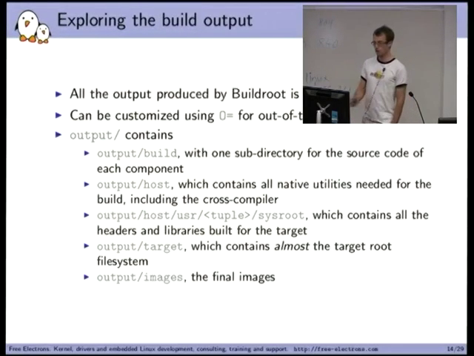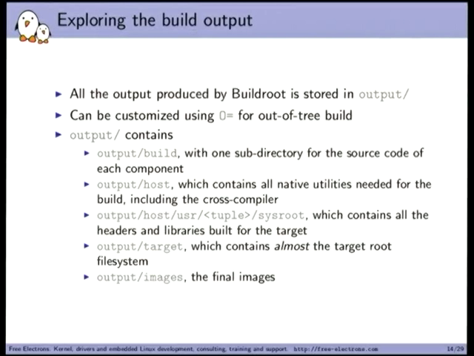So if you want to have a look at the build output of what Buildroot generates, it all goes in the output directory by default, but that can be changed using O= to do an out-of-tree build, exactly like the kernel. And output/build is where Buildroot is going to extract the source code for each and every component it's going to build, like GCC, BusyBox, lighttpd, and so on. And that's where it's going to build each of them. output/host is where Buildroot installs all the host utilities. When you build things for the target, you need things for the host, for example the cross-compiler, but there are many other tools that you will need, so it's going to install them here.